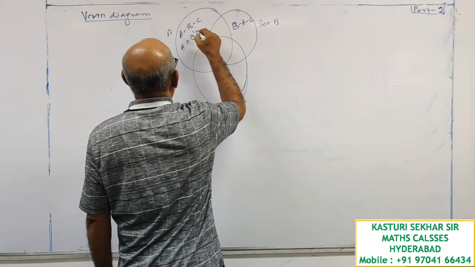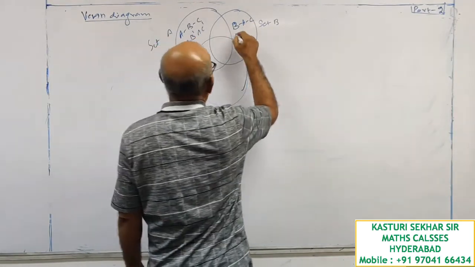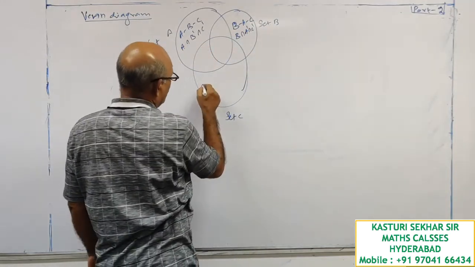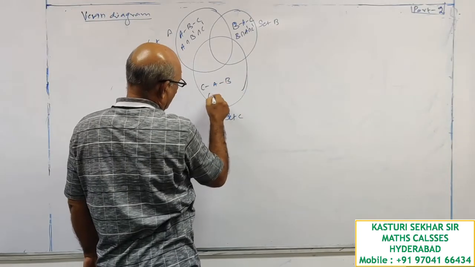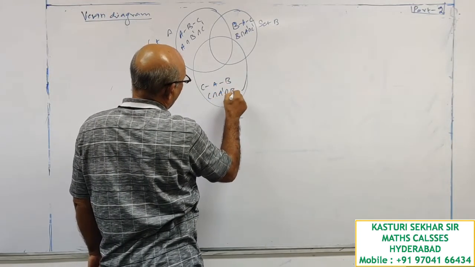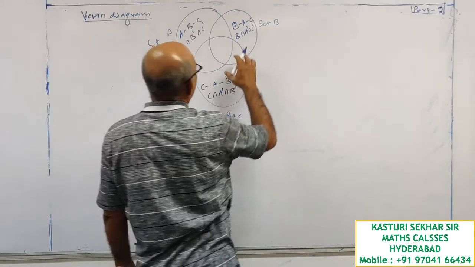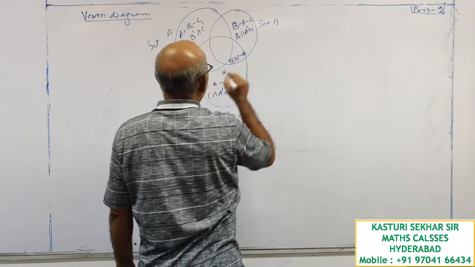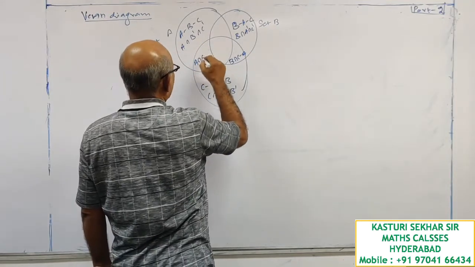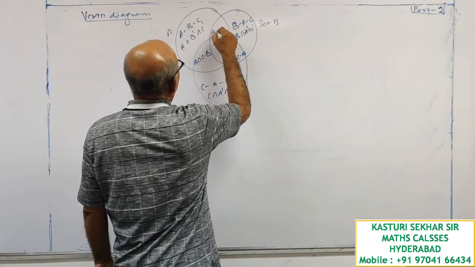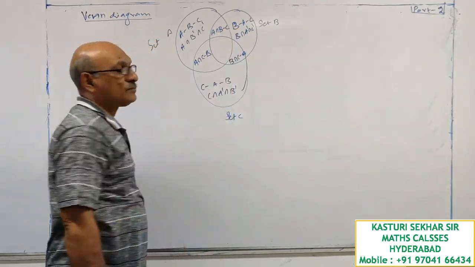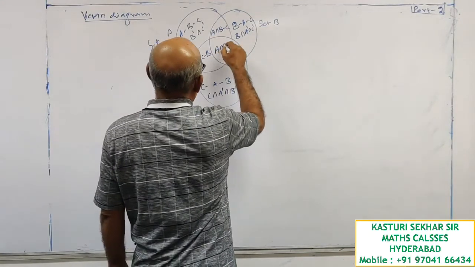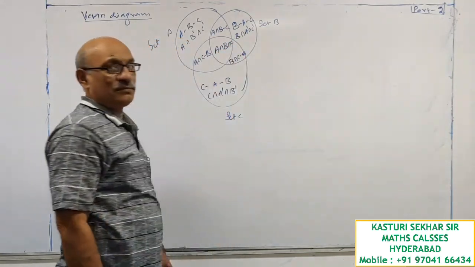A intersection B complement intersection C complement. B intersection A complement intersection C complement. It is C minus A minus B, C intersection A complement intersection B complement. So this is B intersection C minus A, C minus B intersection A, and A intersection B minus C. This part is A intersection B intersection C.